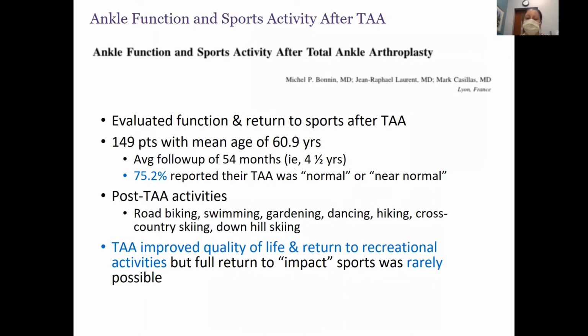And so what we know from this literature that we see is that total ankle replacement not only improves quality of life and return to recreational activity, such as things like biking, swimming, gardening, dancing, hiking, even some patients do downhill skiing, but no guarantees, unfortunately, you're going to get back to full high impact sports if you so desire. But overall, very good results.